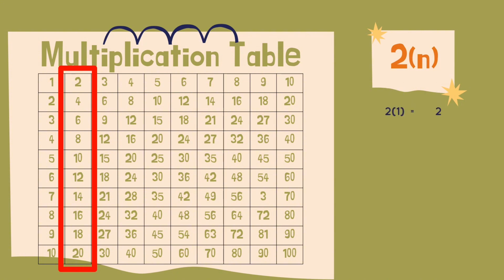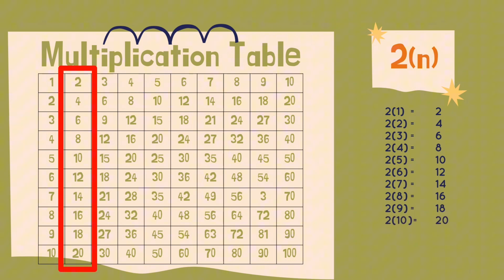That is 2 times 1 equals 2. 2 times 2 equals 4. 2 times 3 equals 6. 2 times 4 equals 8. 2 times 5 equals 10. 2 times 6 equals 12. 2 times 7 equals 14. 2 times 8 equals 16. 2 times 9 equals 18. 2 times 10 equals 20. Again, n does change, but not 2.